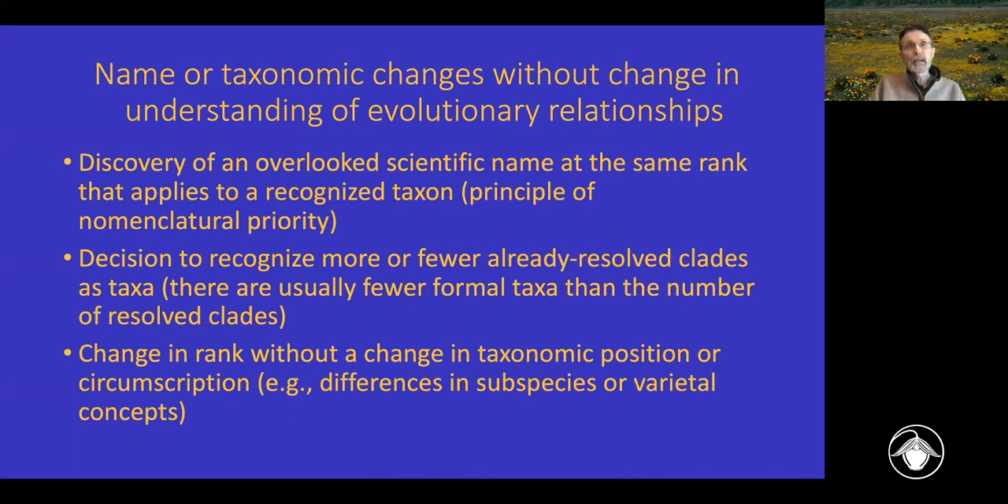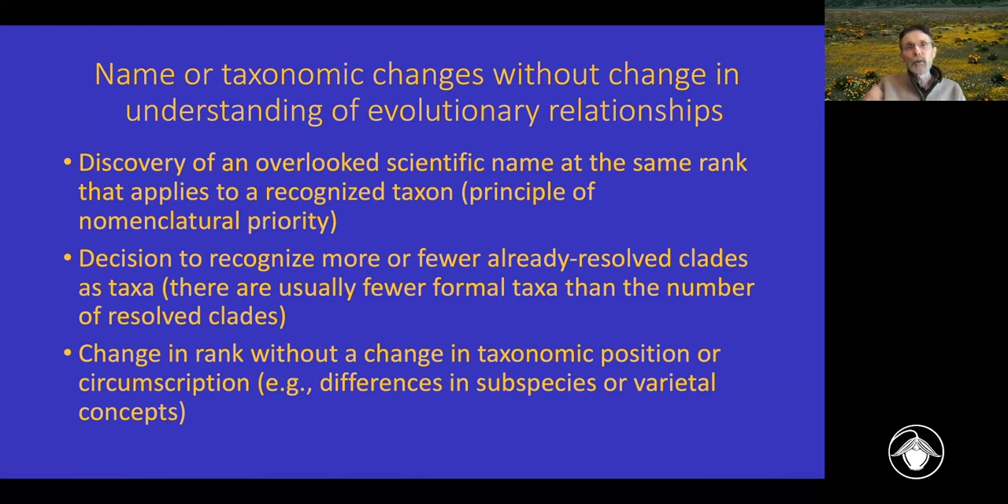So there are also changes that can happen without any change in understanding of evolutionary relationships. And these are unfortunate changes. The first one is that we can just finally discover that there's a scientific name at the same rank that applies to a recognized taxon, and the principle of nomenclatural priority takes over at this point, and the name that's been used has to be replaced by the older name. And that's just the way that the principle of priority gets applied.